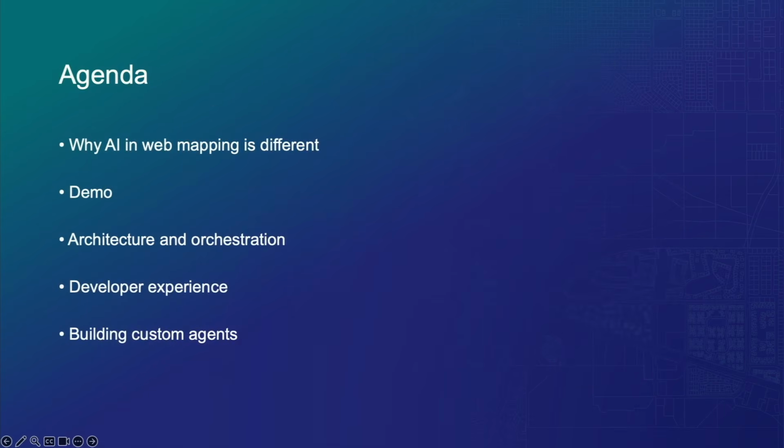So I'm going to go over why AI and web mapping is different. We'll look at a demo if that works. We had some problem with our LLM server, so I'm going to try and do a demo and see if it works. If not, we have a recording that I'll try and walk through. Then we'll look at the architecture and the orchestration. And then Kristian will go over the developer experience and the really cool part, how you guys can build your own custom agents.